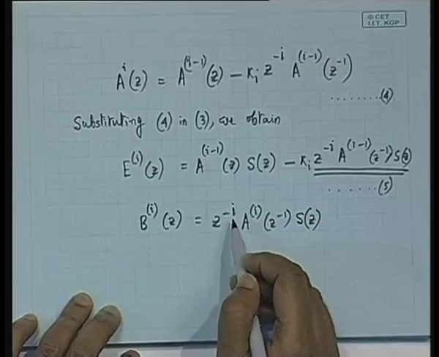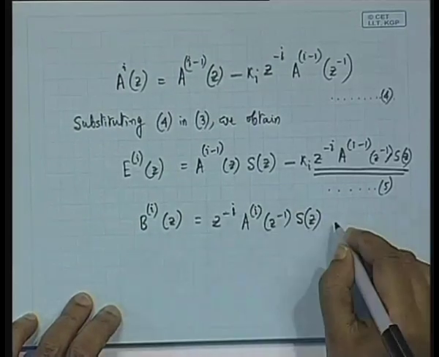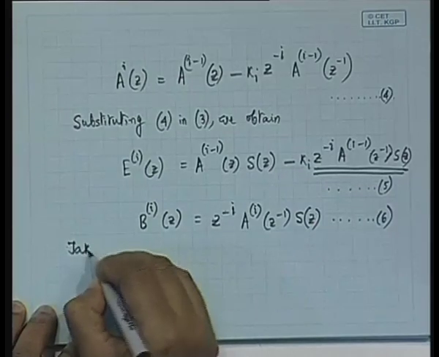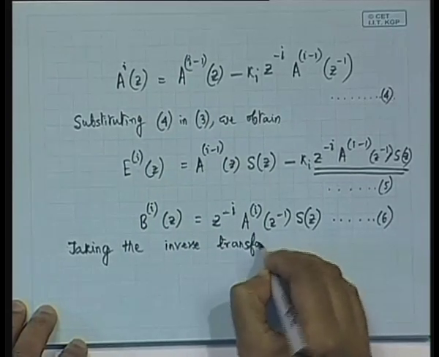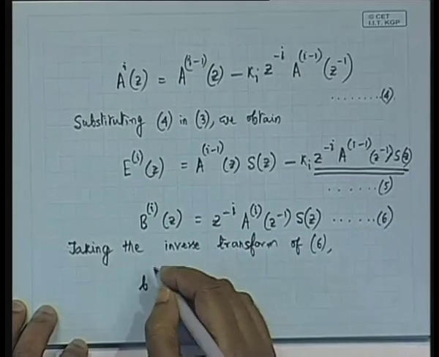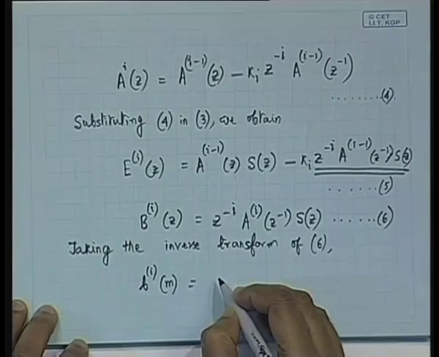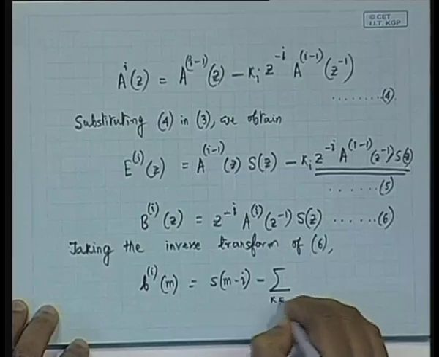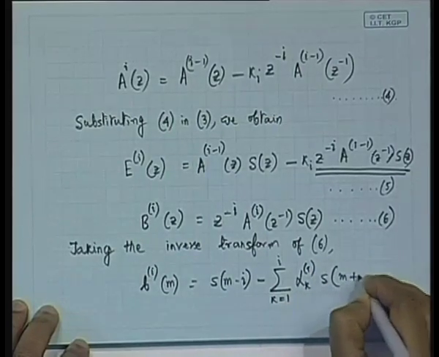Of course that would mean that there is another term, which will be z to the power plus 1. Anyway, say this is equation 6, and taking the inverse transform of 6, on the left hand side we are going to have the inverse transform, small b_i. Now instead of z we write m, because we are back in the time domain, and this becomes b_i(m) = s(m-i) - summation k = 1 to i alpha_k^i s(m+k-i).